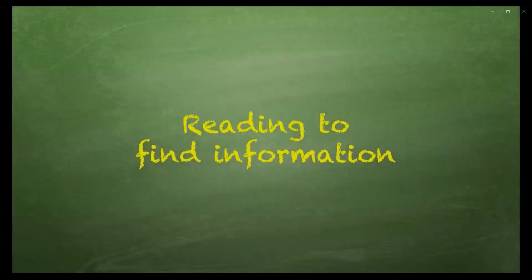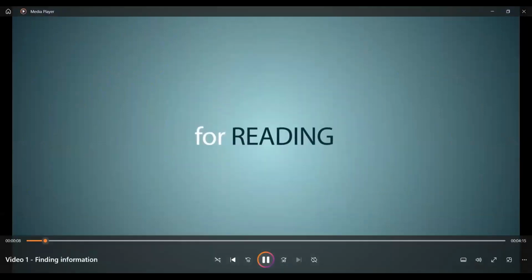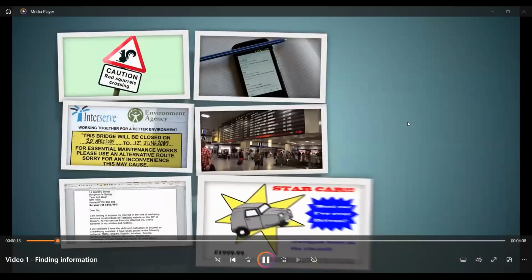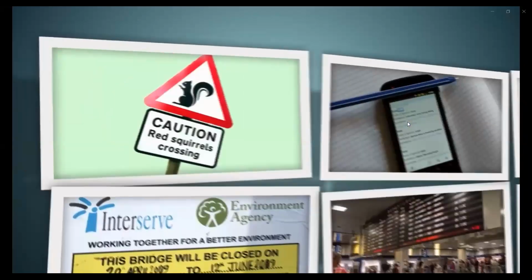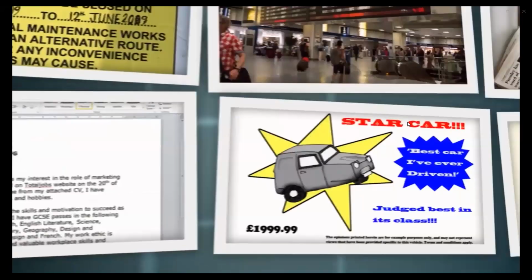Read and find information. There are many different reasons for reading. Think about it, we are reading all the time. Road signs, instructions, timetables, junk mail, text messages, adverts, for example. However, there are times when we must focus our reading skills so as to find information for a particular reason, sometimes in a short space of time.